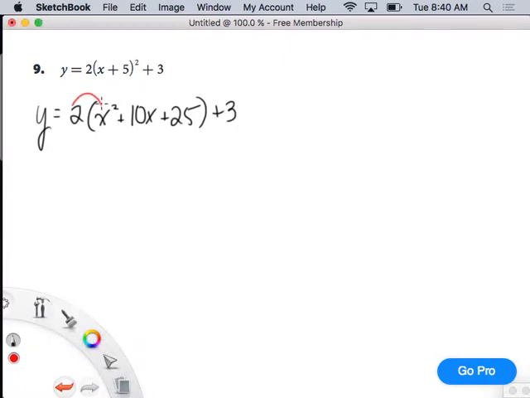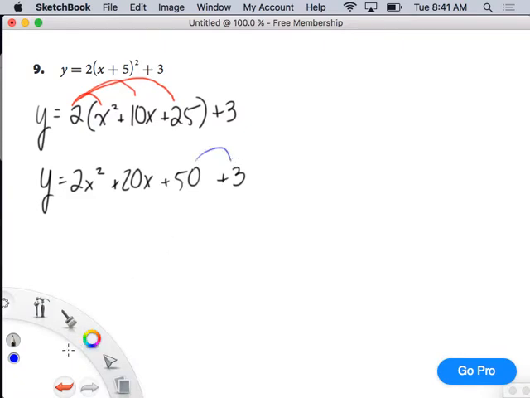Next step is to distribute that 2. So I get y equals 2x squared. 2 times 10x is 20x. Plus 2 times 25 is 50. Plus 3. And the last thing is I have to combine those two like terms. Y equals 2x squared plus 20x plus 53. And I'm done.